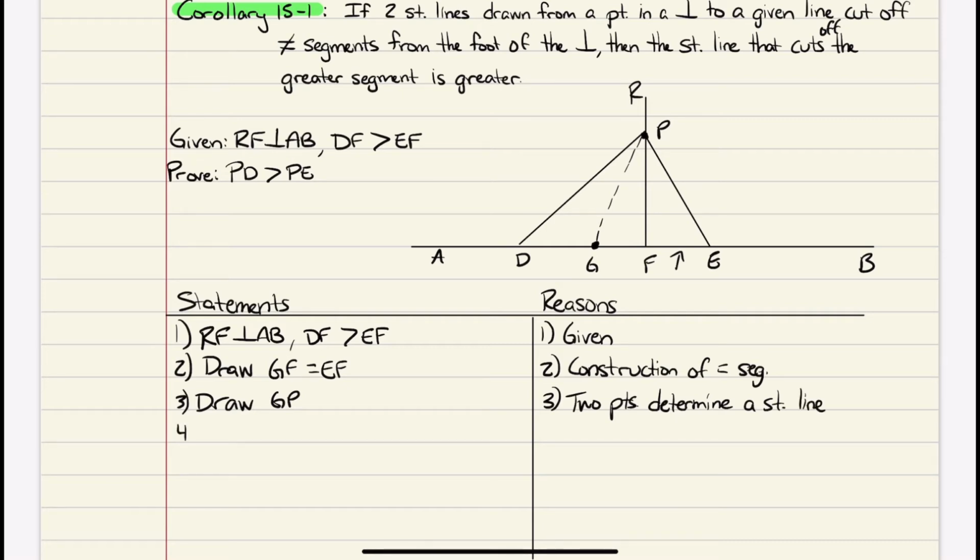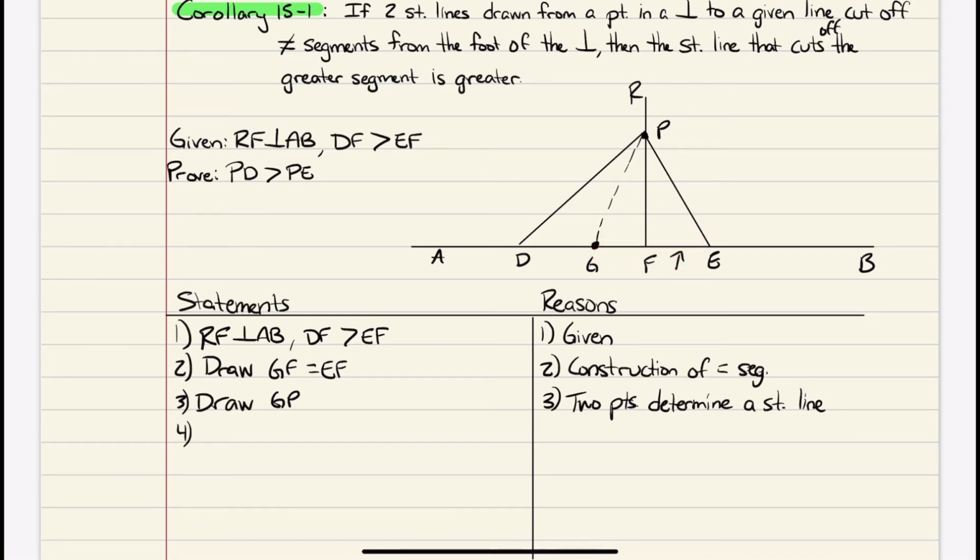Perfect. So now we have an auxiliary line, and we automatically know something about the auxiliary line we just drew. You may not realize it, but we just talked about Theorem 15, about if there's a point in a perpendicular and we draw 2 straight lines that cut off equal line segments, that these 2 straight lines are equal to each other. Well, we just constructed a line segment that's equal to this line segment.